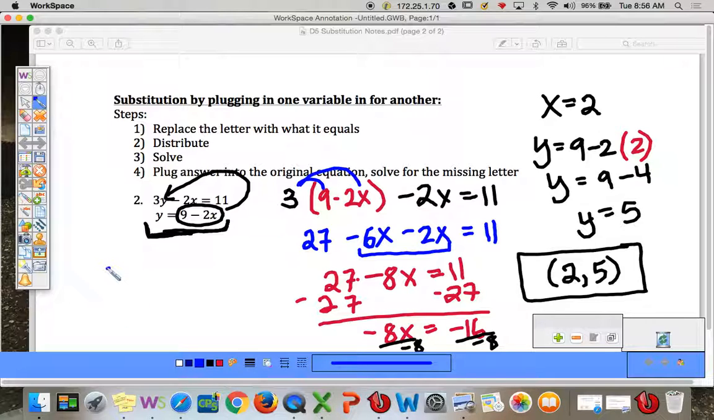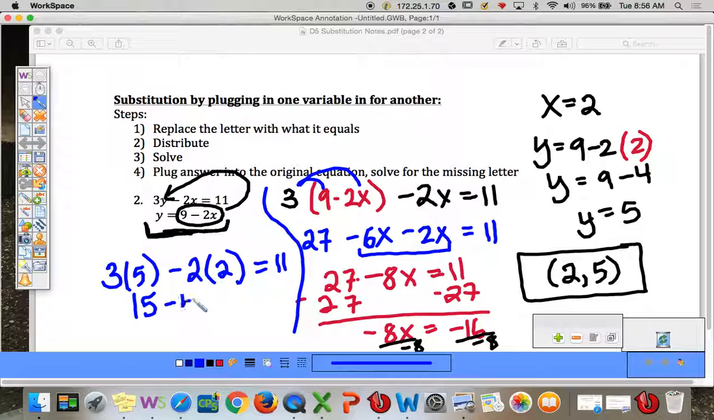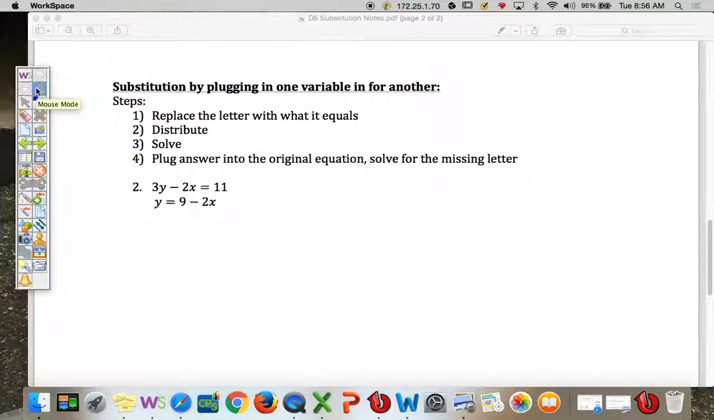And you could plug this in for x and y into the first equation to check your answer. So let's do that. 3 times y is 5, minus 2 times x, 2 times 2. It should equal 11 if we did this right. So we have 15 minus 4. Does that equal 11? And it does. So you can check your answer by plugging in and making sure both sides are equal.